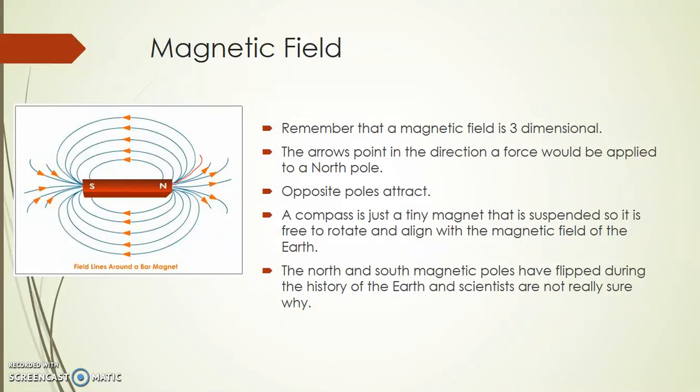Remember that opposite poles attract, so north is going to be attracted to south and south is going to be attracted to north. A compass is a tiny magnet that is suspended so it is free to rotate and align with the magnetic field of the Earth. The north and south magnetic poles have flipped during the history of the Earth, and scientists are not really sure why.